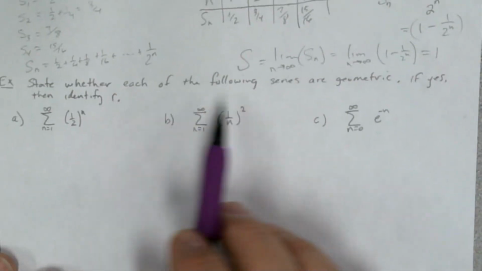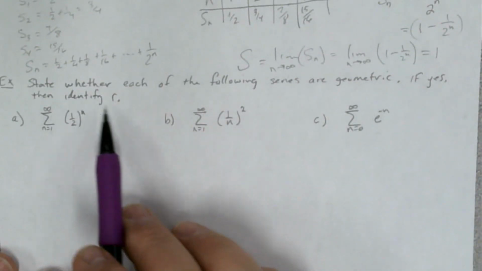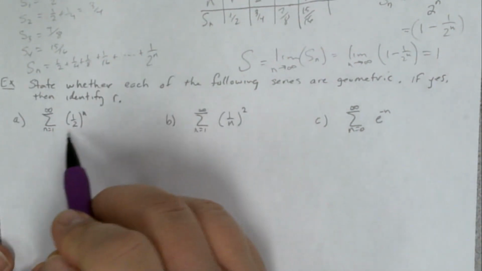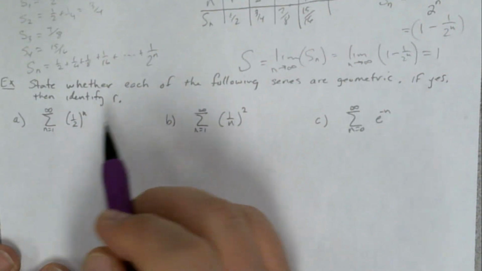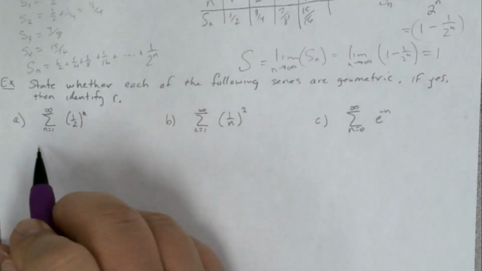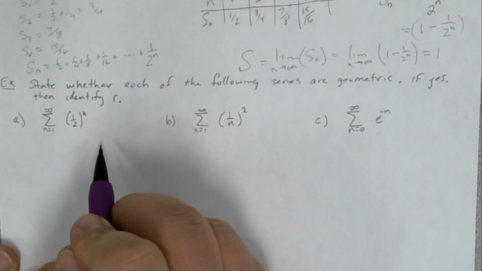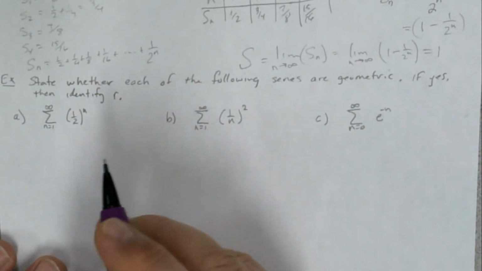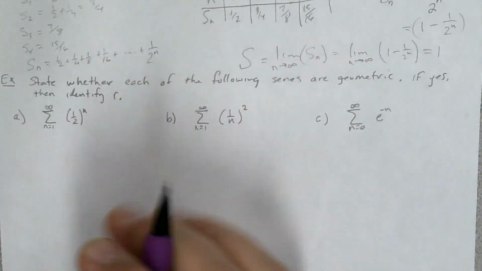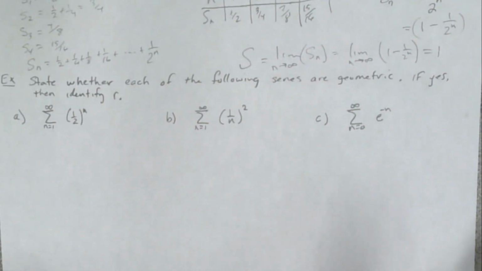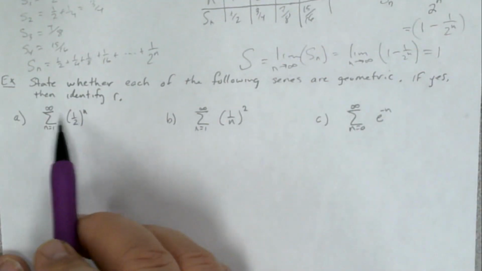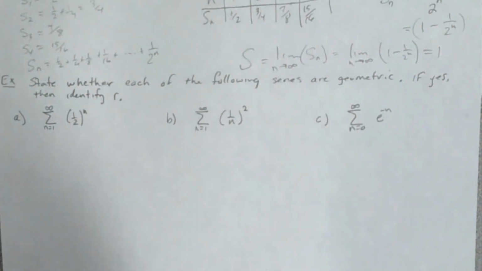State whether each of the following series are geometric. If yes, then identify r. So how do I do that? What you're looking for is a pattern. And the best way to look at it is maybe write out the first couple of terms and see what you have. Any repeated multiplication by r is going to be geometric. But for it to converge, you want to make sure that r is less than 1.